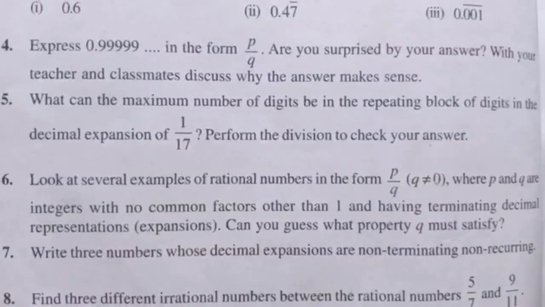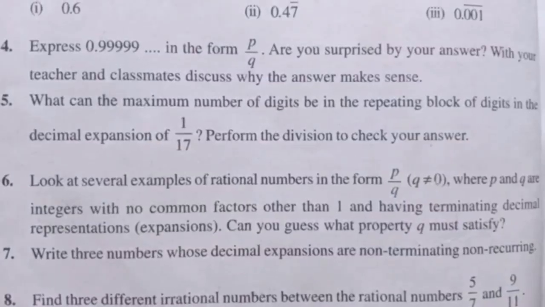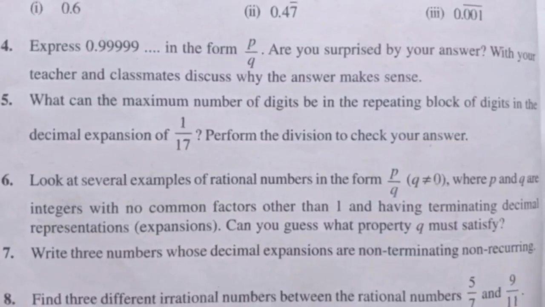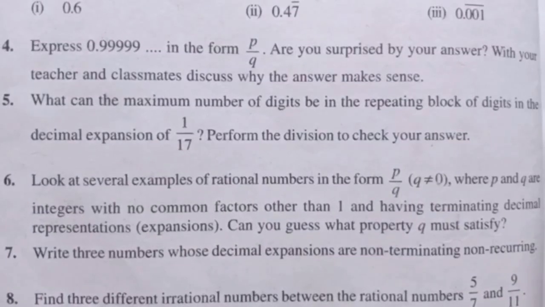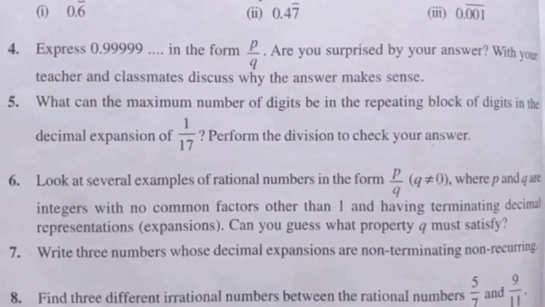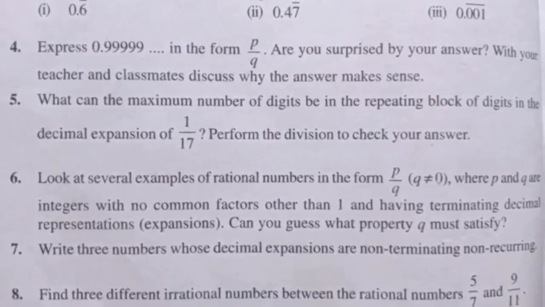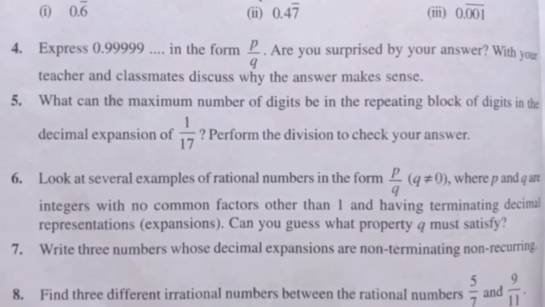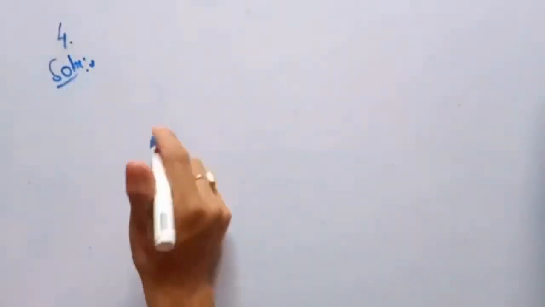Next, exercise 1.3, question number 4. Express 0.99999 dot dot dot in the form p by q. Are you surprised by your answer? With your teacher and classmate, discuss why the answer makes sense. Exercise 1.3, question number 4, solution.